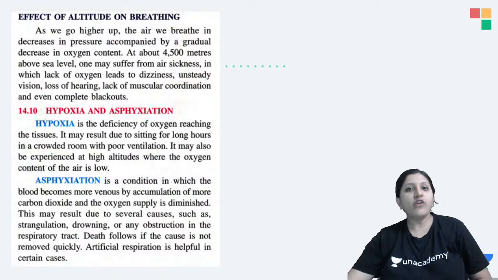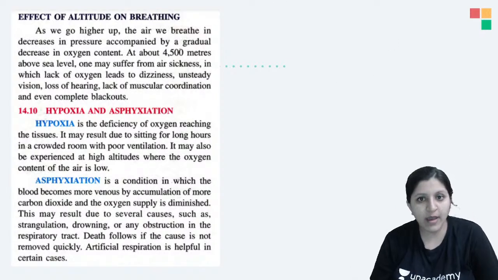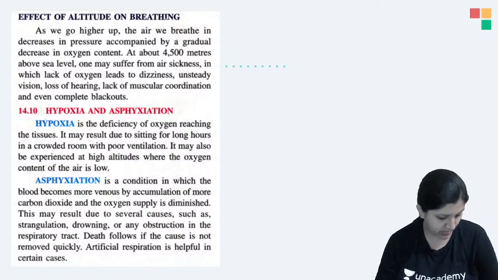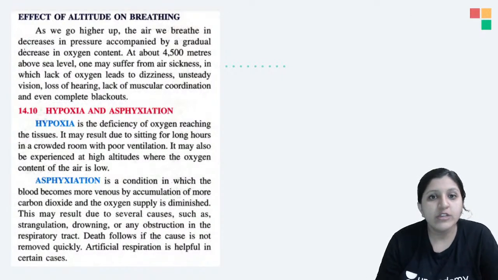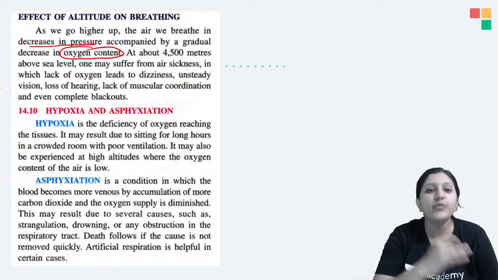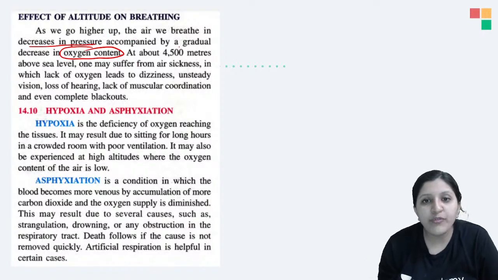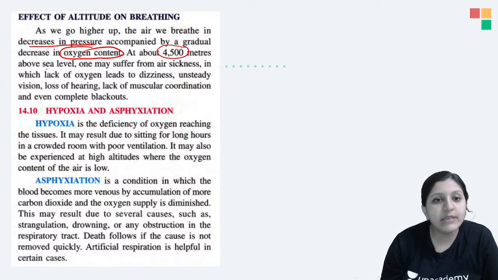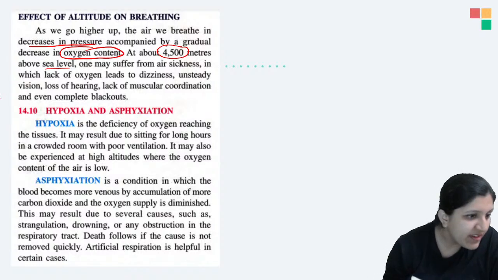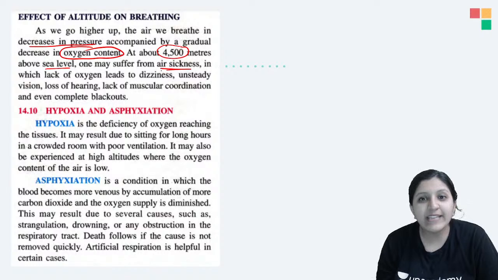Okay, so the effect of altitude on breathing we will see. As we go higher up, the air that we breathe in has a decrease in pressure accompanied by a gradual decrease in oxygen content. So oxygen content will be less there as you go up. Okay, so at about 4,500 meters above sea level, one may suffer from air sickness.